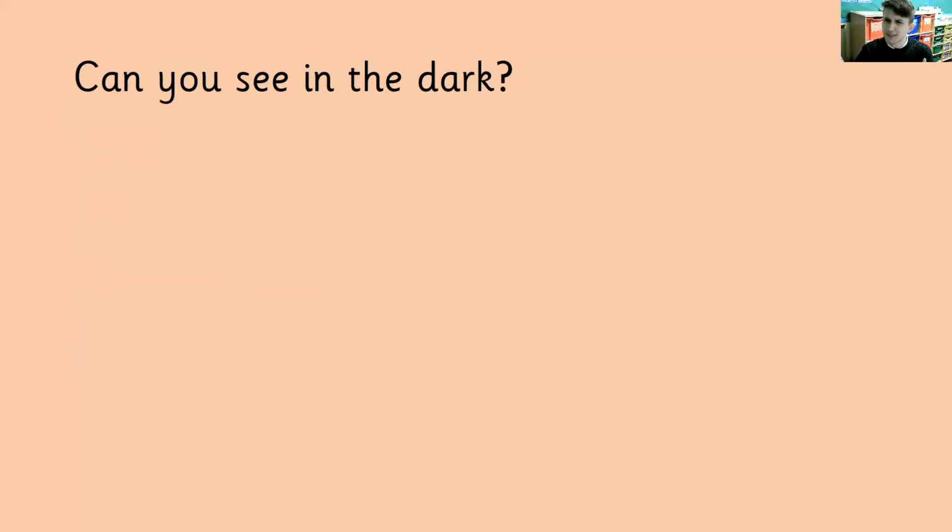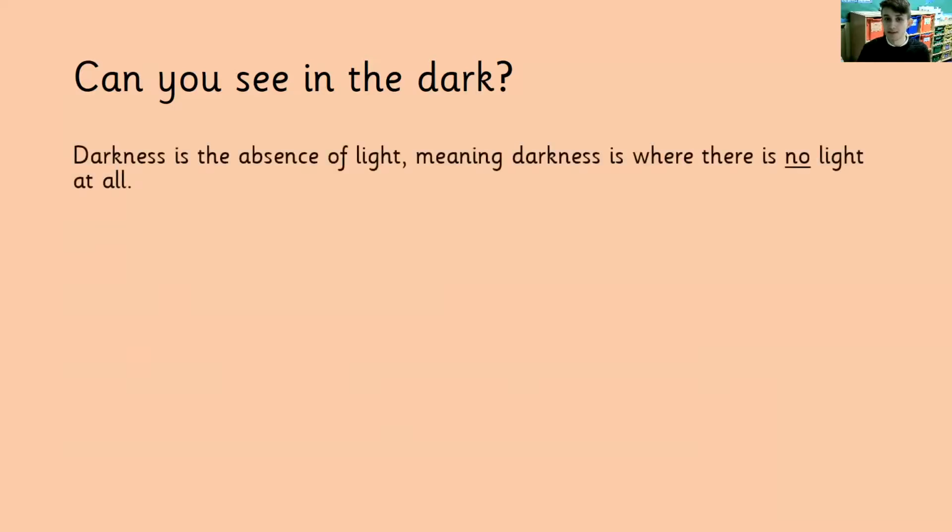So, think about what I just said there. Once the lights are on, I could see more clearly. So, in order for us to see, we need light. So when we can't see, and when there isn't any light, that means it is dark. That means there is darkness. As it says on the screen now, darkness is the absence of light. Absence meaning it's not there. Meaning darkness is where there is no light whatsoever.